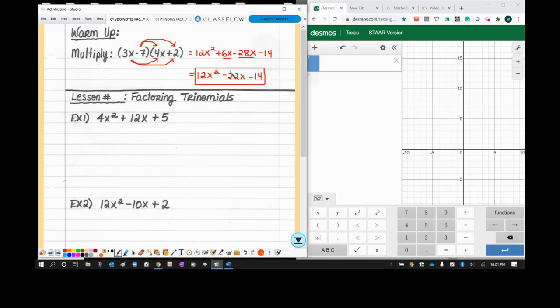Today, we're going to do the opposite. We're going to start with a trinomial, and then we're going to do something called factorization, or factoring, and we're going to end up with the two binomials that multiply to give us the trinomial. So let's take a look. The lesson is factoring trinomials.